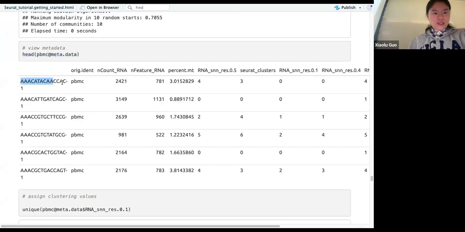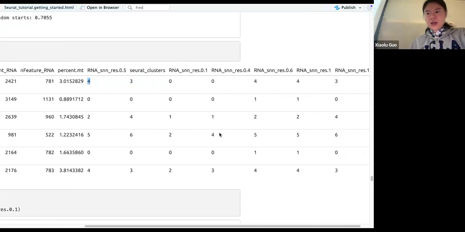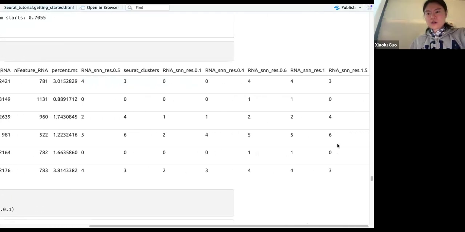Here again, that's the first cell, and at resolution 0.5 we have this cluster label, and this means the cell belongs to cluster 4, this cell belongs to cluster 0, etc. Can some of you help me explain what these columns mean? Any thoughts?